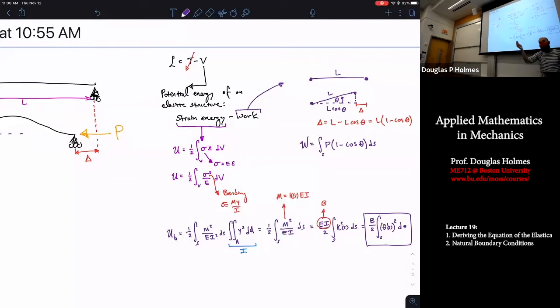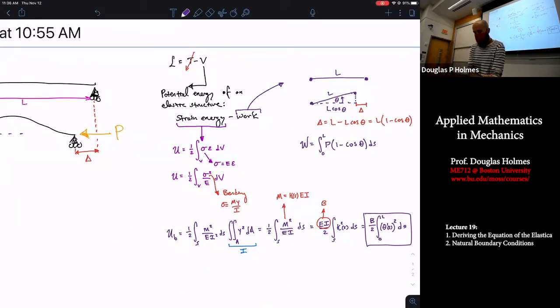We're splitting this thing up into a bunch of incremental pieces, and then we're going to integrate along the arc length. I'm going to make this a little more explicit: although I'm still just integrating along S, really I'm integrating between 0 and L. I'll do that down here too. L will then appear in my work term once I'm able to do this integral. What I'm integrating is P times 1 minus cosine theta over the arc length from 0 to L, and at the end I would get that my work is PL times that quantity.